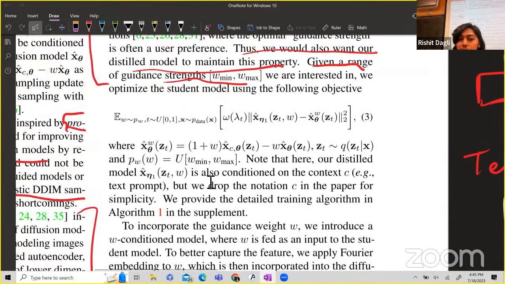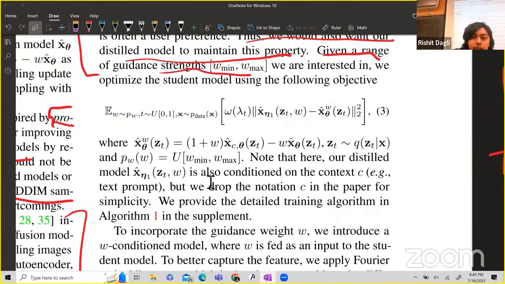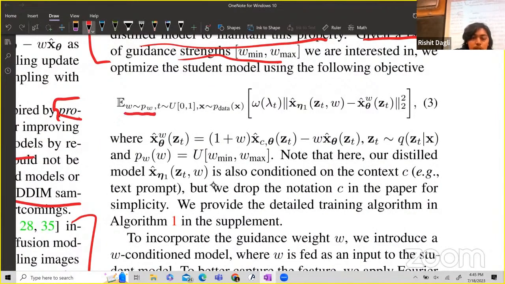So they have this objective function, and if we take a look at this expectation, the guidance strength is taken from PW. Okay, so PW is just a uniform between WMin and WMax, which was the set of guidance strengths we want. The time step is sampled uniformly from 0 to 1. And X is sampled from a data distribution, or more accurately, what we think is our data distribution.